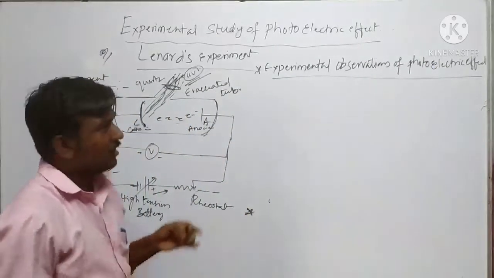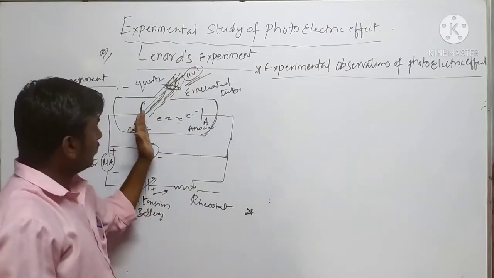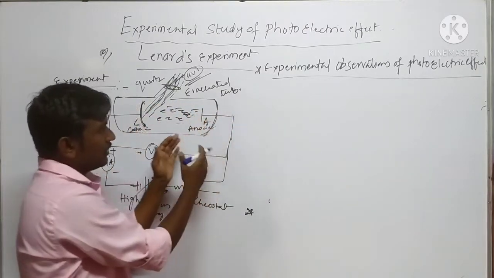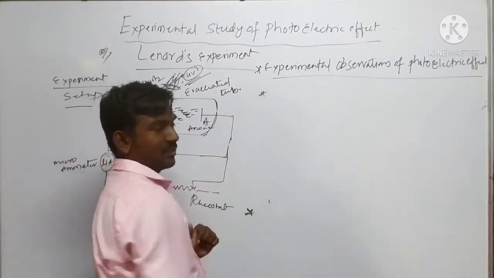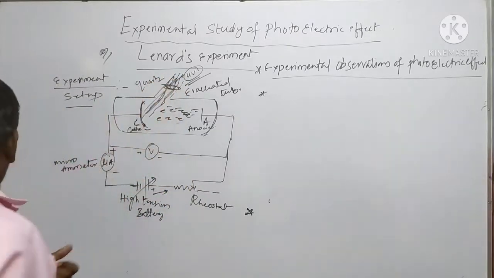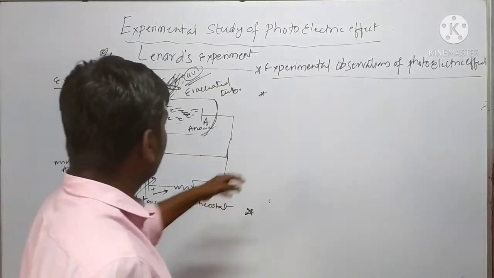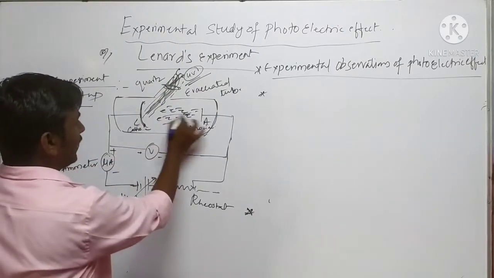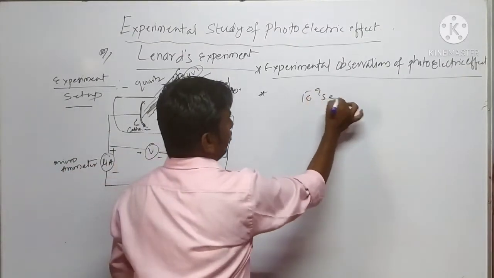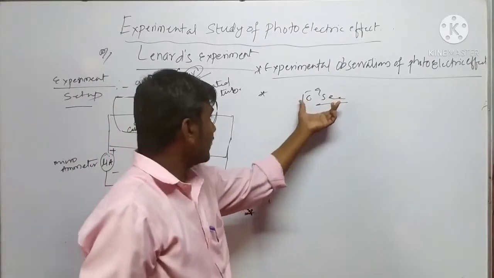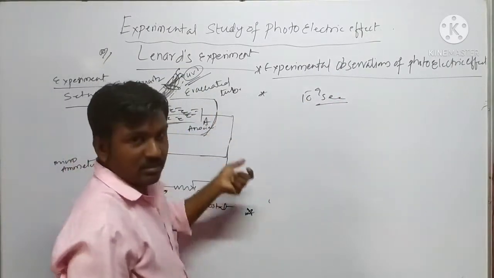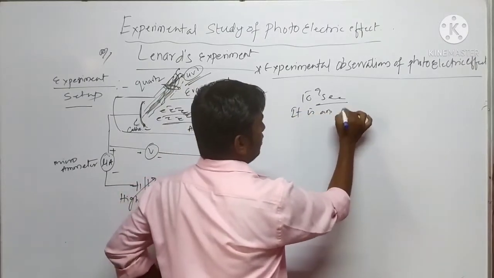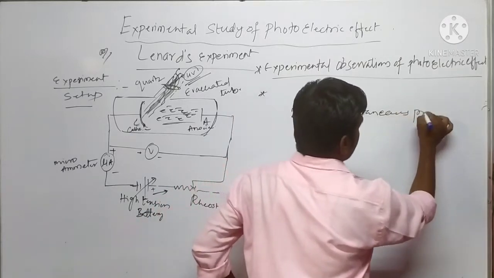What are the experimental observations here? As photons are incident on the cathode, the cathode automatically gives out electrons. This is electron emission, and the electrons are attracted, so a photoelectric current is produced. The first observation: as soon as light of suitable frequency falls on the cathode surface, there is an ejection of electrons within 10 to the power minus 9 second. So this is an instantaneous process.